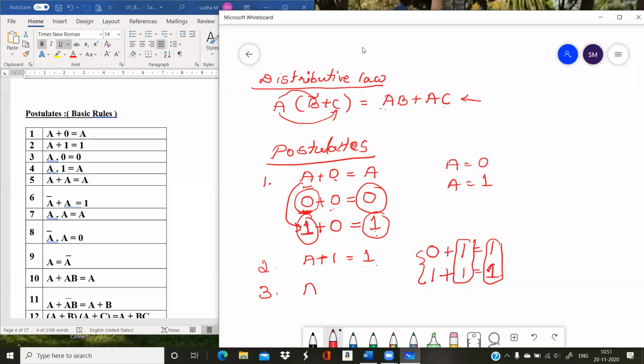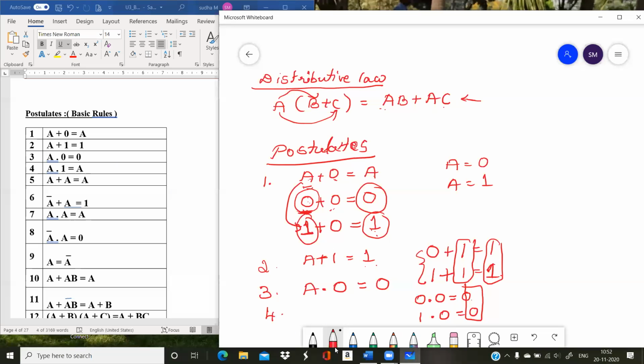The third rule says that A dot 0, A multiplied with 0, is always equal to 0. Again, apply 0 or 1 for A. If A is equal to 0, 0 dot 0 is equal to 0. If A is equal to 1, 1 dot 0 is also 0. Therefore, the output is always 0 only. Hence, A dot 0 is equal to 0.